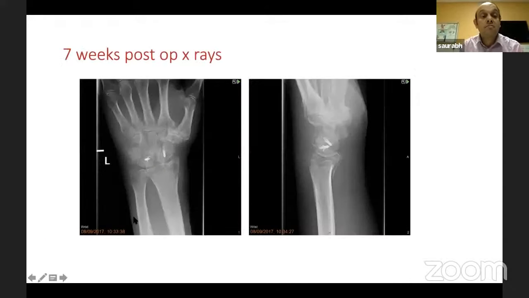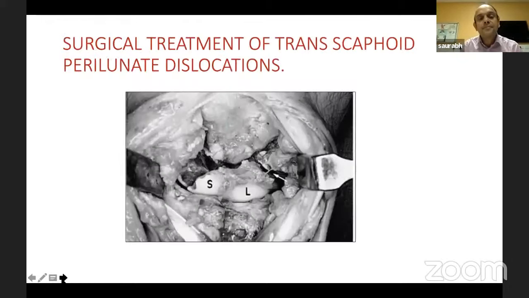And of course, he fortunately did well. No infections, wound healed up. And this is how it was looking at 7 weeks when we took the wires out. And you can see lunate is pointing in the right direction. There's a bit of a scaphoid lunate gap, but given from where we started, at his age, and with this extensive soft tissue injury, he will tolerate this gap very well.